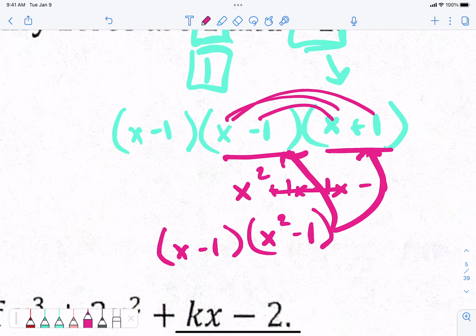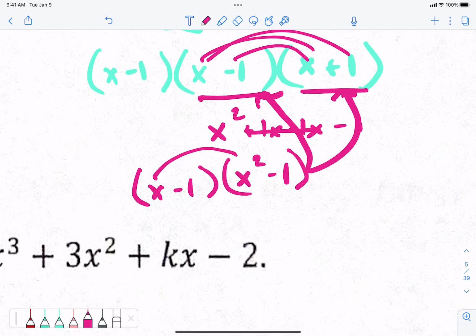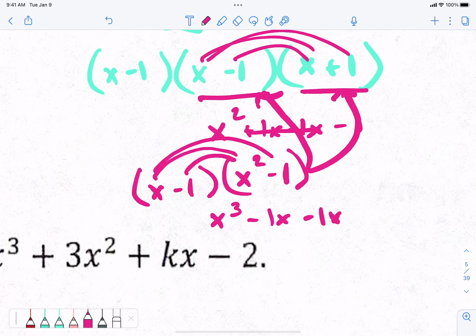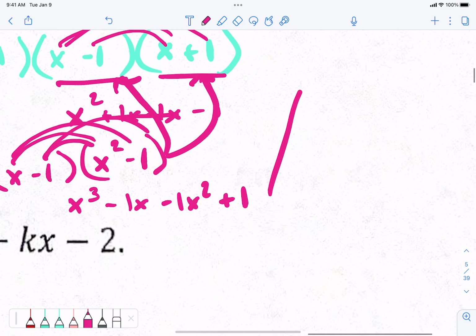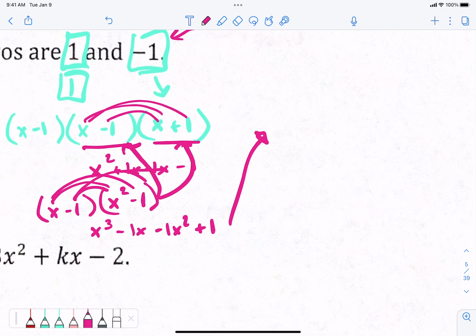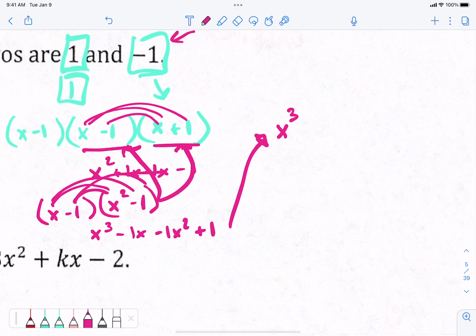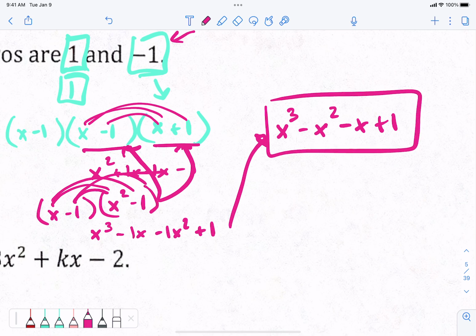So, okay, here we go. X times x squared is x to the third. X times -1 is -1x. -1 times x squared. And -1 times -1. And then I'm going to put it in order, I guess, here. I got a mess. X to the third minus x squared minus x plus 1. That should do it, okay?